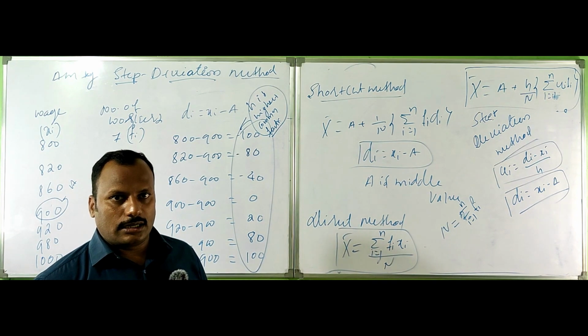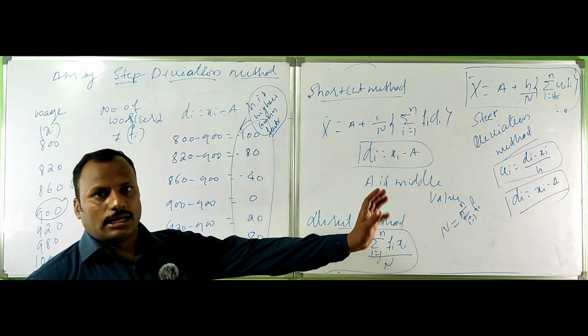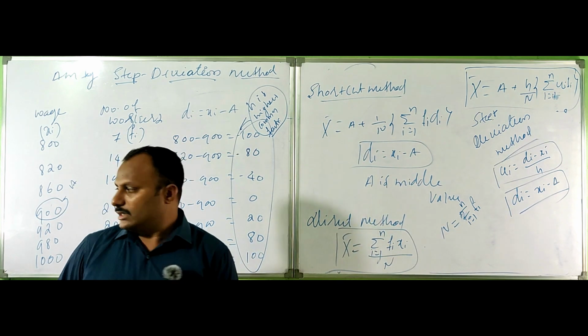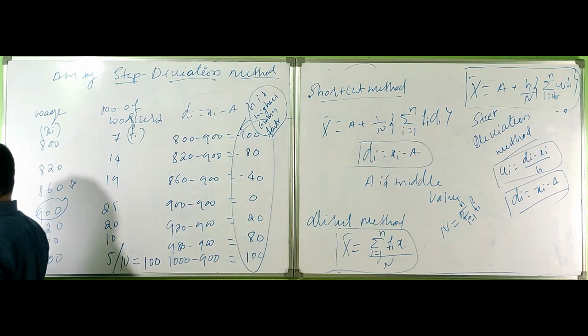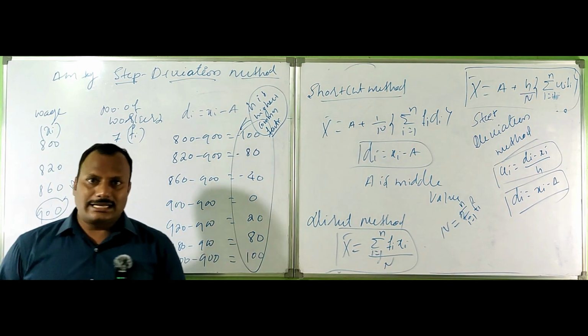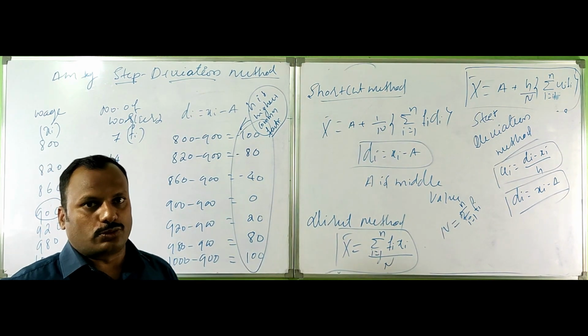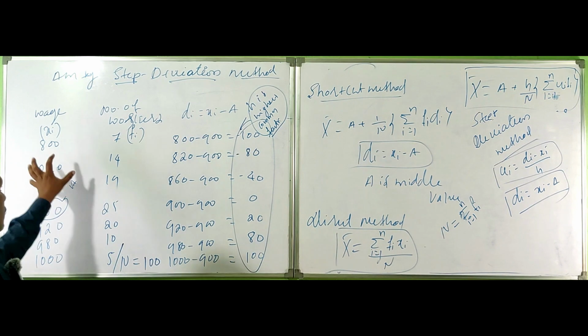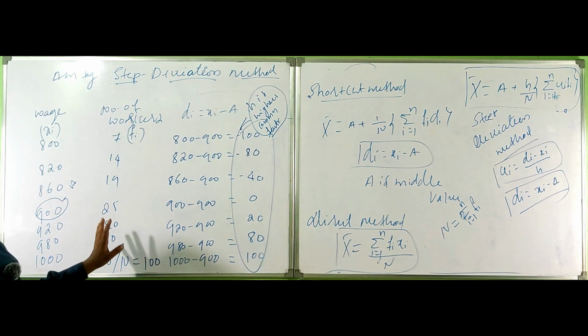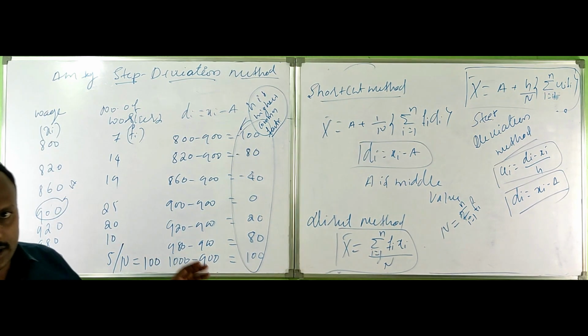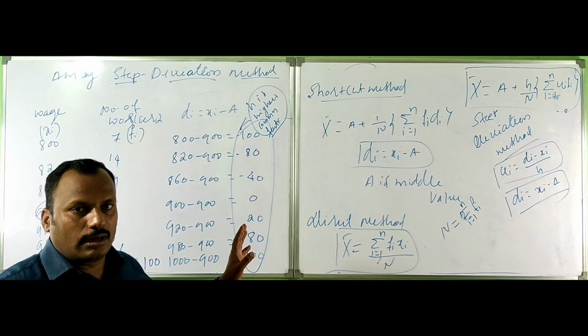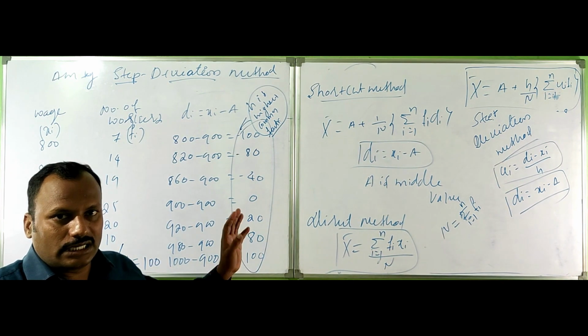Discrete data. Okay. That is called a discrete frequency distribution. Discrete means they have not given the range or a group. Okay.